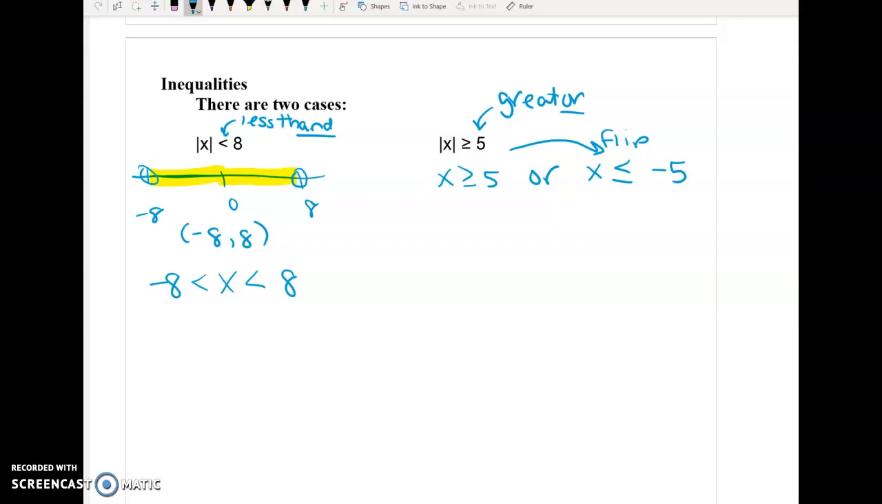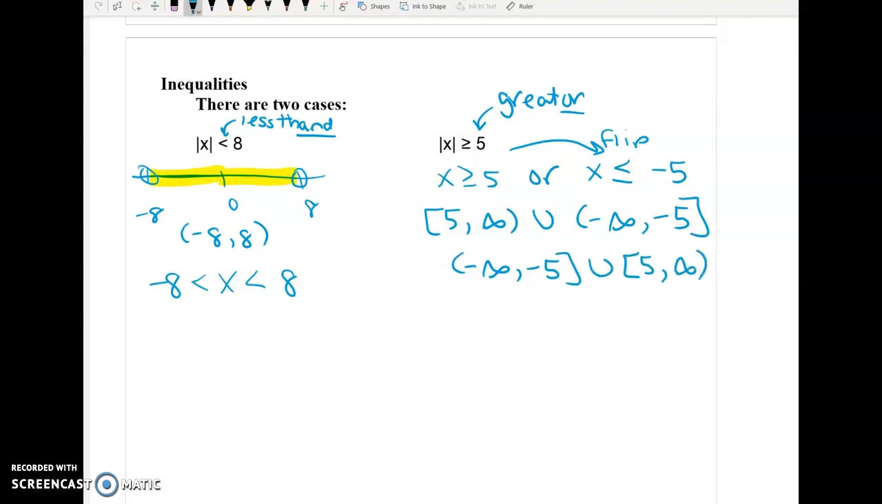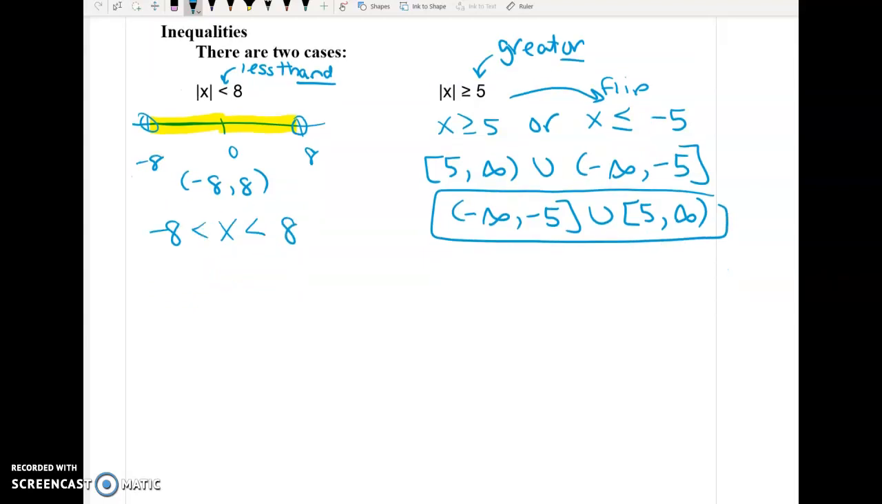So this one here would be 5 to infinity, and that should be a bracket, union negative infinity to negative 5 bracket. And since we like to keep it in order of the number line, we put the negative one first. So this would be the solution to absolute value of x greater than or equal to 5.